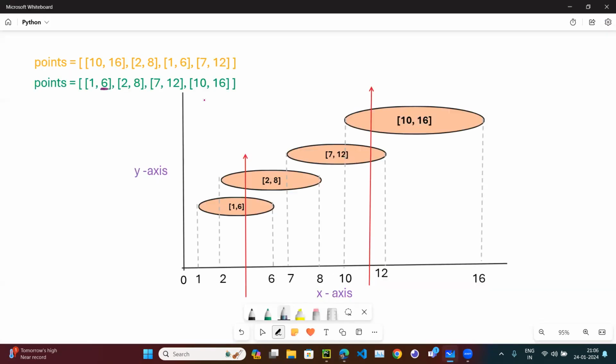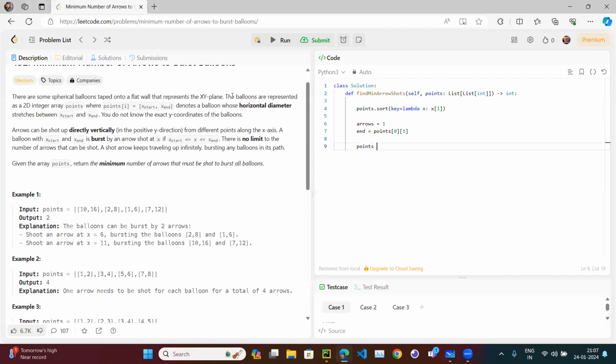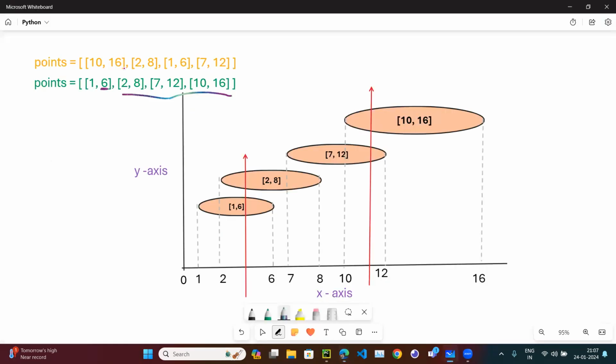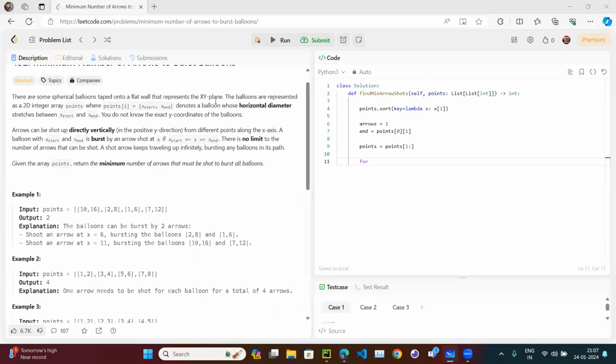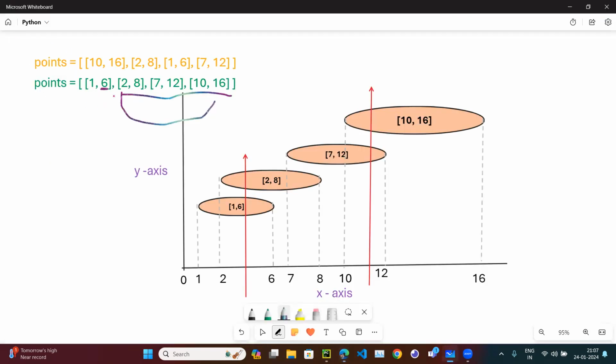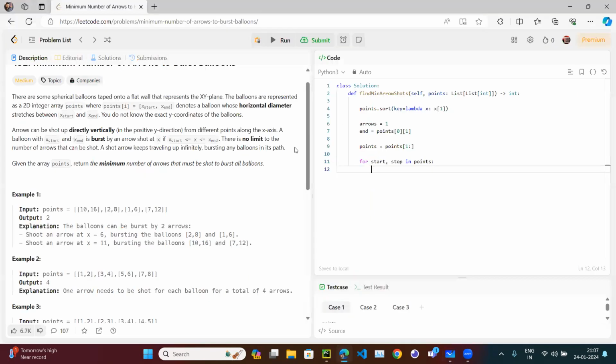Okay, now we need to run a loop from here. So let's update our points. Points is equal to the remaining points from first till end. Now we need to run a loop: for start, stop in points. Start, stop means the start variable 2 will come into start and 8 will come into the stop variable.